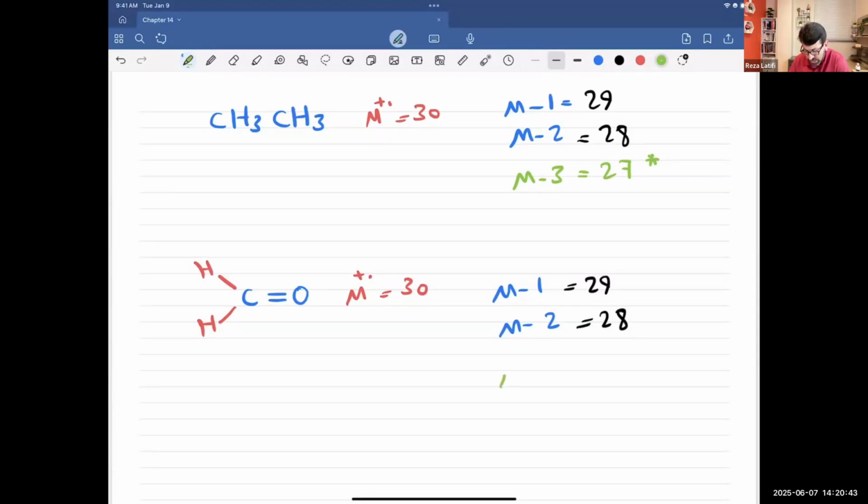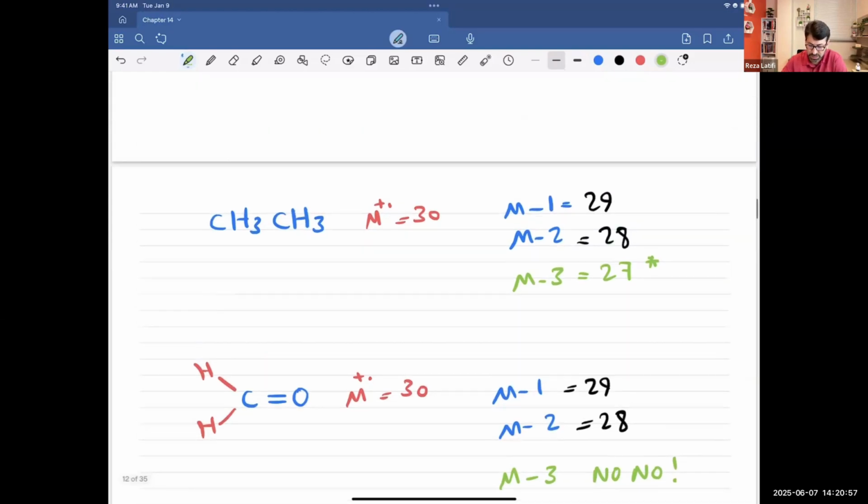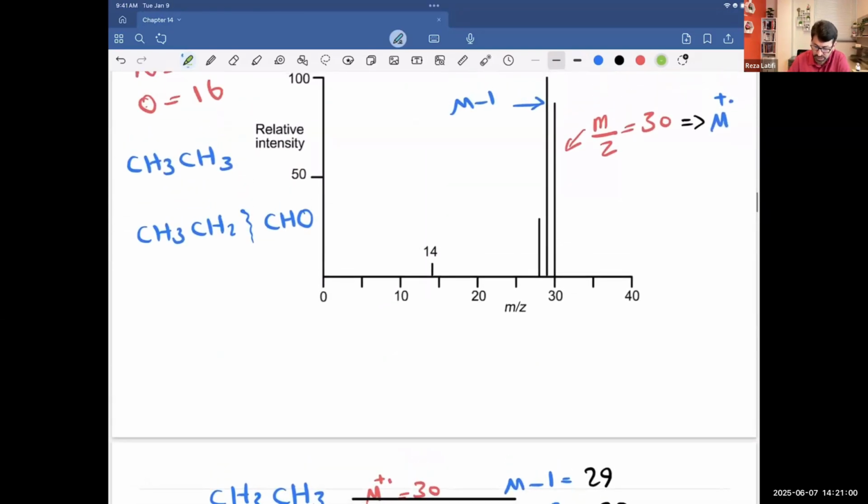Okay, can I have m minus 3? In this case, no. So this one is no, because we don't have hydrogen. We don't have the 3rd hydrogen. So let me go back and check whether I have m minus 3. I see m minus 2, but there is no m minus 3.